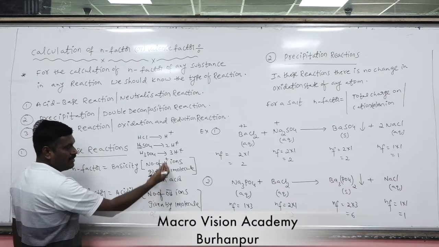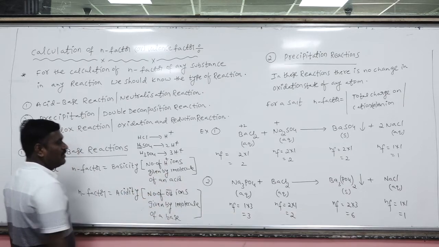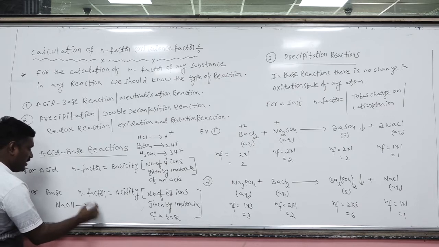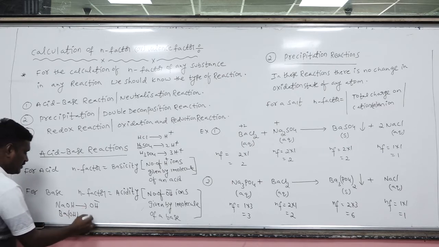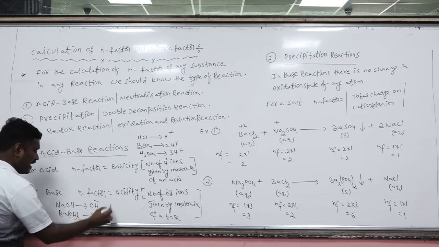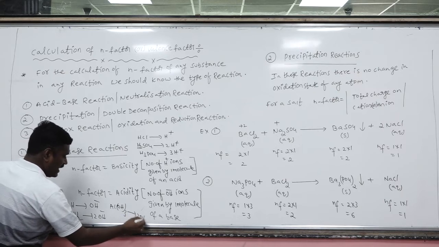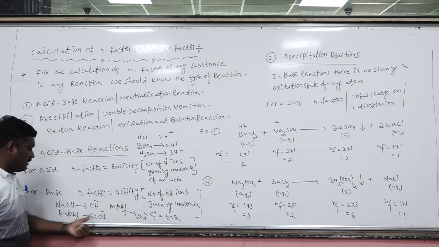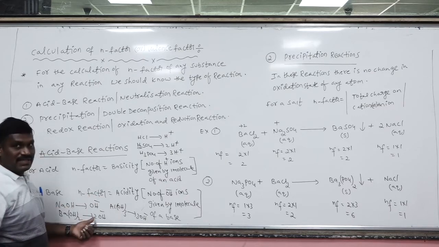Because acid gives H plus, base produces OH minus. These two combine to form water. Now, let's suppose sodium hydroxide, which gives only one OH minus. Barium hydroxide gives 2 OH minus ions. Aluminium hydroxide may give a maximum of 3 OH minus ions. Remember, once again I am telling, the N factor of barium hydroxide may be 1, may be 2, because it depends upon the nature of the reaction.